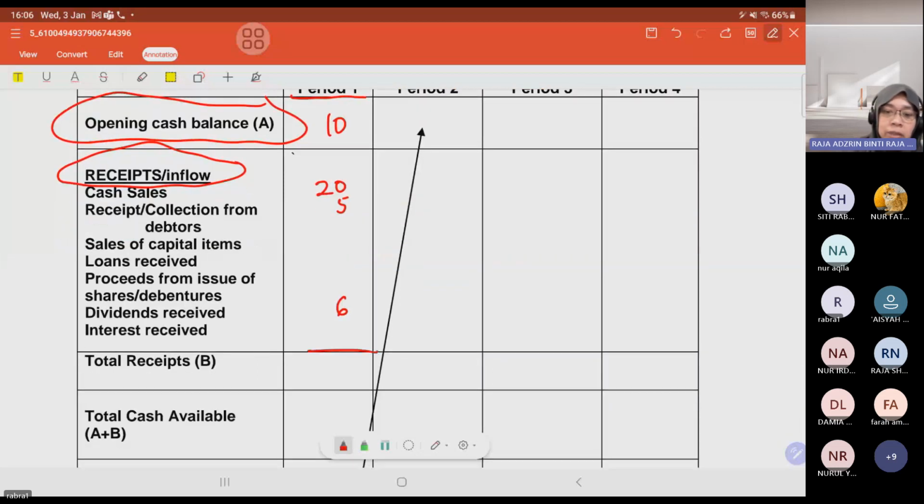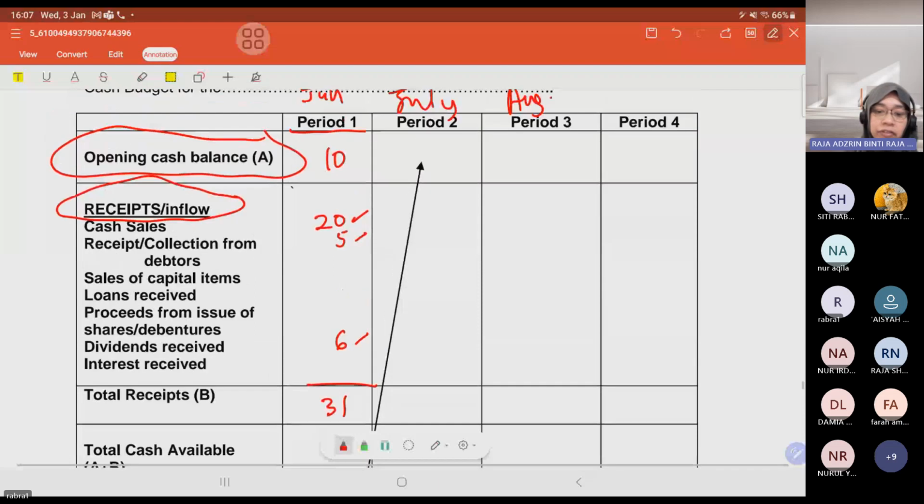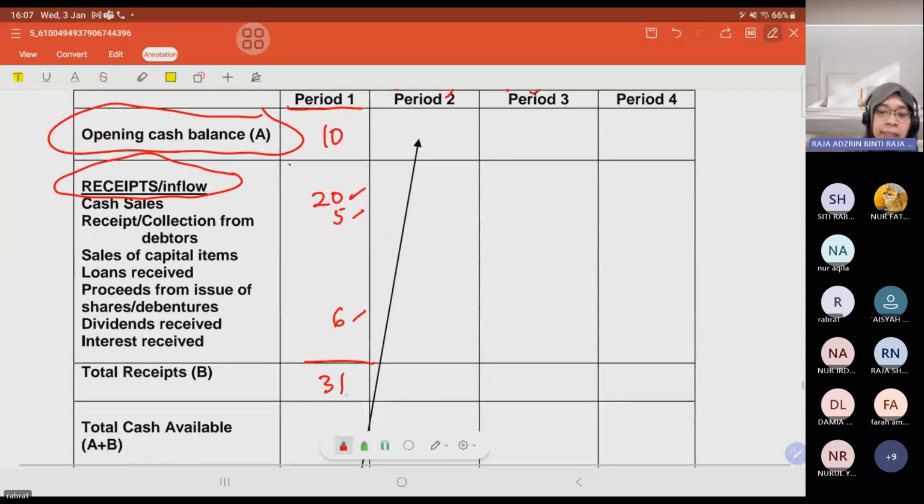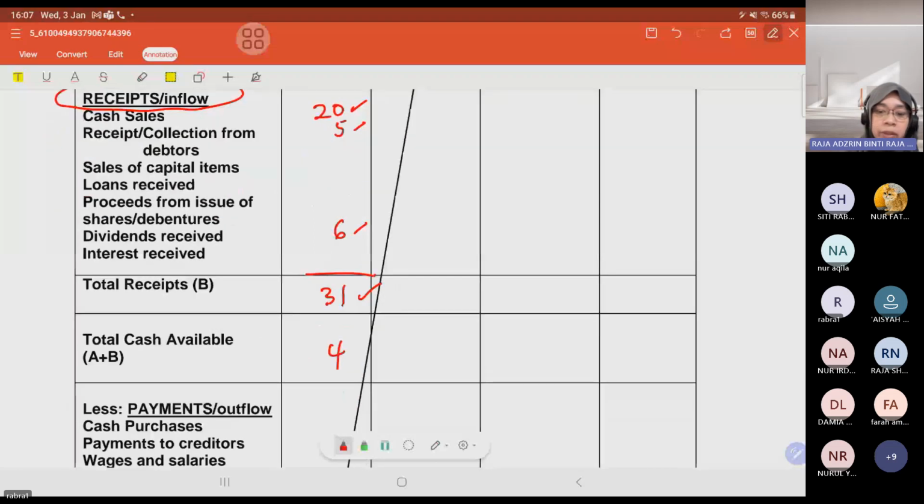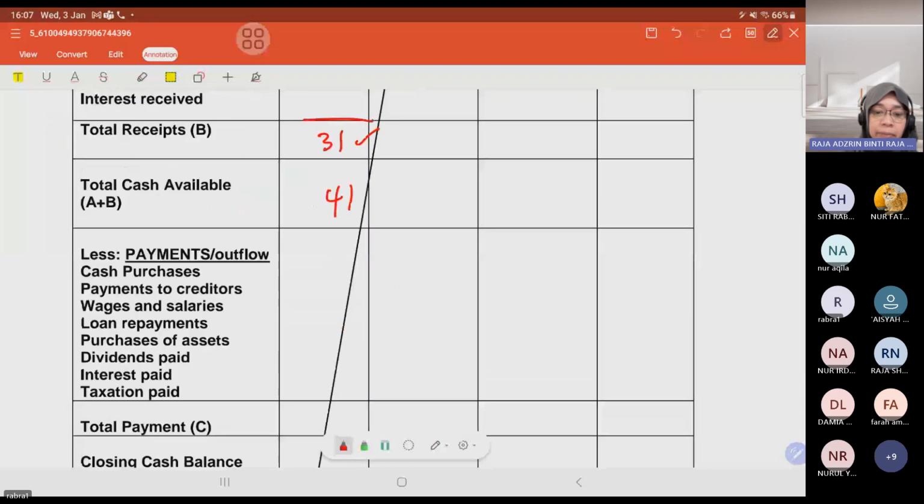So total receipt will be 20 plus 5 will be 25 plus 6 will be 31. So total cash available will be 31 plus 10. That will be 41. Okay, and then let's say you make some payment.